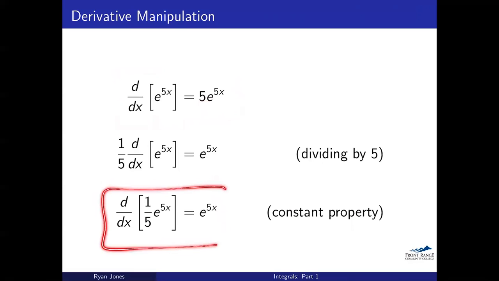So at this point, now I can answer that question, what's the integral of e to the 5x? What's the antiderivative? If I gave you e to the 5x and said that's my answer, tell me what I took a derivative of to get this, you would be able to respond with 1/5 e to the 5x. And that would be your answer right there.